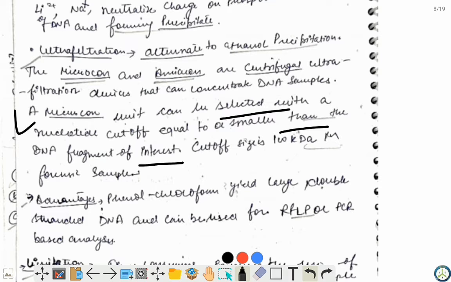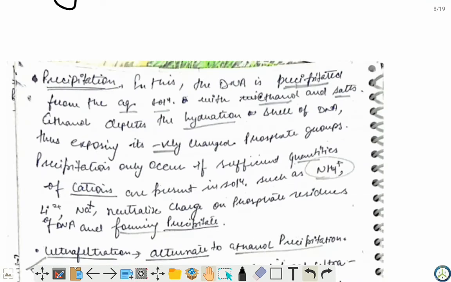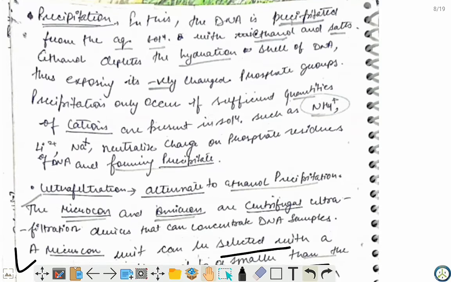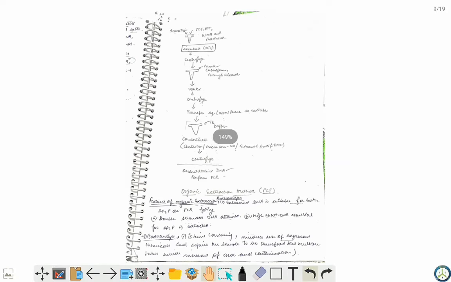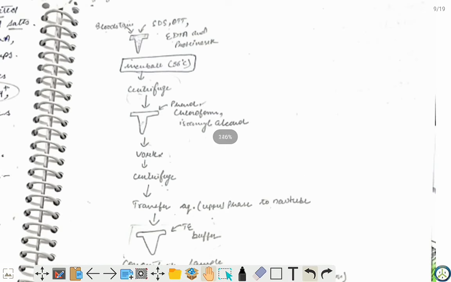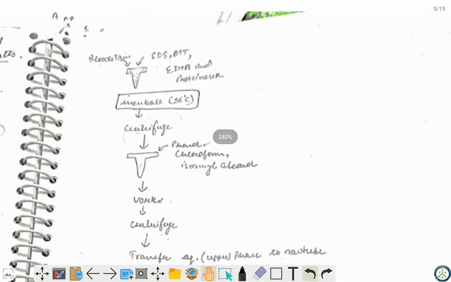Basically, the step that is the precipitation with the ethanol is the most important step. It can be asked in the GATE or NET examination also. Clear? So this is the diagrammatic representation of this organic phase extraction.